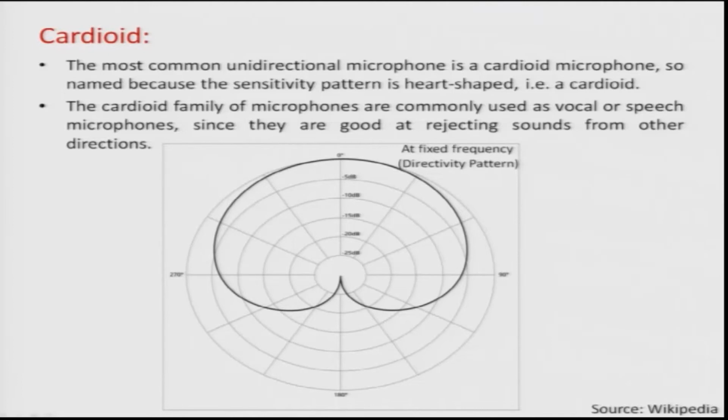So, here the sensitivity of the microphone is very less if the sound is coming from 180 degrees, and it is very sensitive at 0 degree, and of course, at 90 and 270 it is somewhat sensitive, but it is very less at 180 degrees. So, this is cardioid, and it is known as cardioid because it looks like a heart.